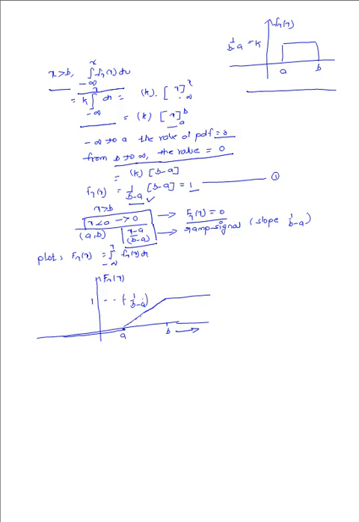For x less than b and greater than a, the value is simply x minus a divided by b minus a, which takes the form of a ramp with slope 1 by b minus a. And for x less than a, as we have already evaluated, the distribution function value is simply 0. The reason is that the density function's value for x less than a is 0.